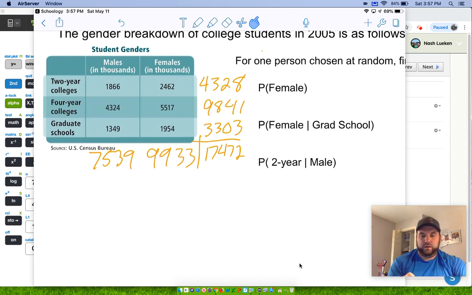Okay. And again, I'm reading these numbers across. So how many total people were in 2-year colleges at that time? That would be the 4328. How many females were in college back then? That's the 9933, which is 9.9 million.